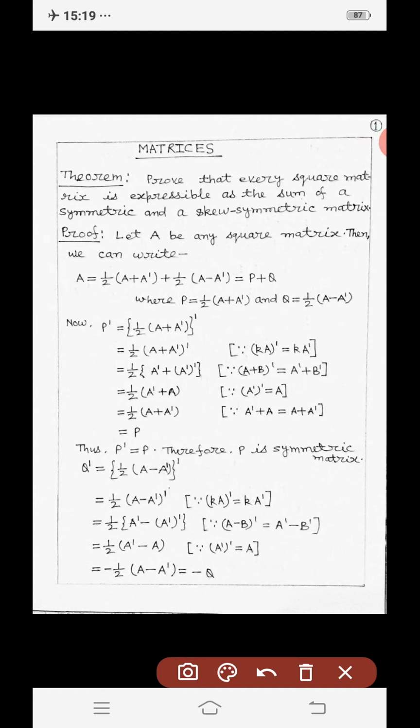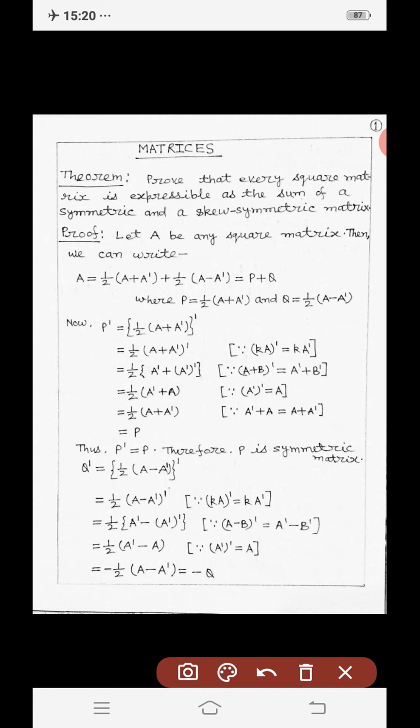Today I am going to discuss a theorem and the solution of questions of exercise 3.3 from NCERT. Dear students, I had already discussed transpose of a matrix, symmetric matrix and skew symmetric matrix.